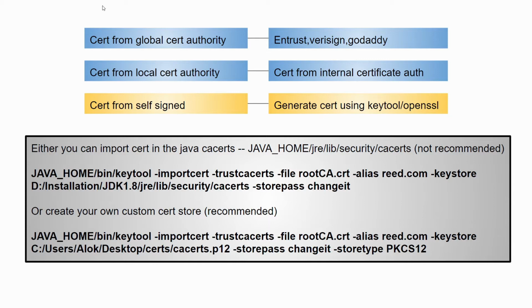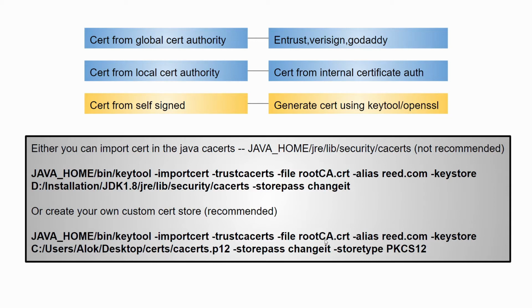I would say go with the option where you create your own dedicated certificate store, and the command is very easy to use. You have to use the keytool command of your JDK package, like Java Home bin keytool. Import CA is used to import the certificate, and trust CA means it is trusting those certificates which have been given into your certificate store.